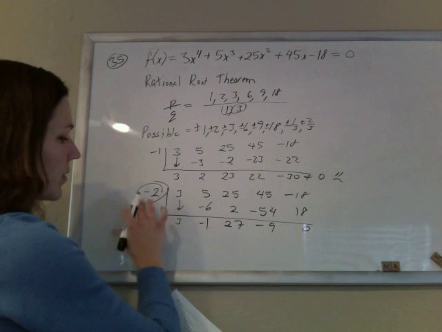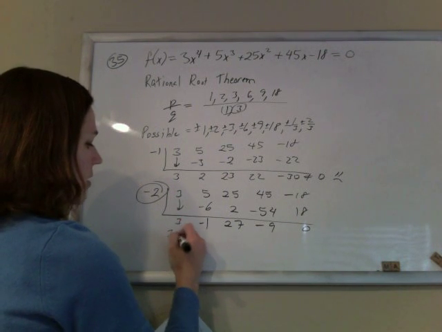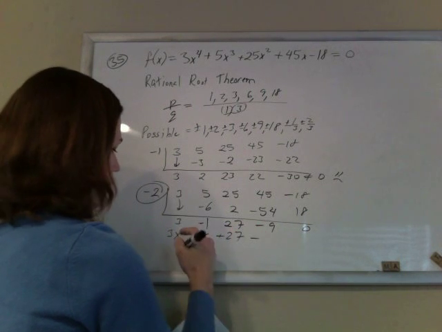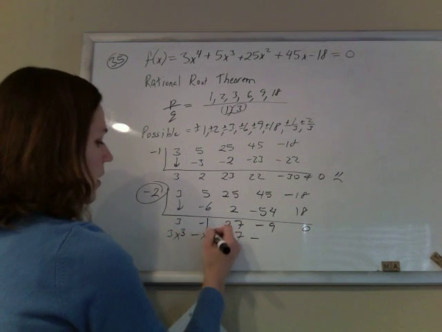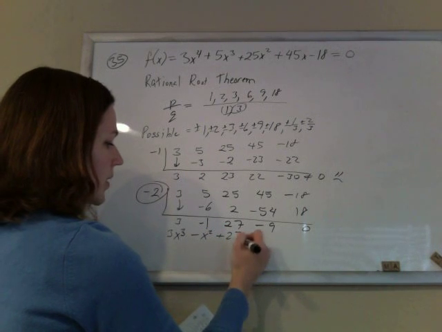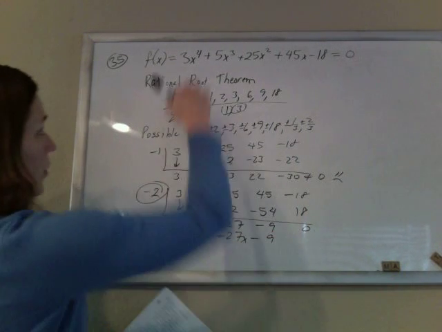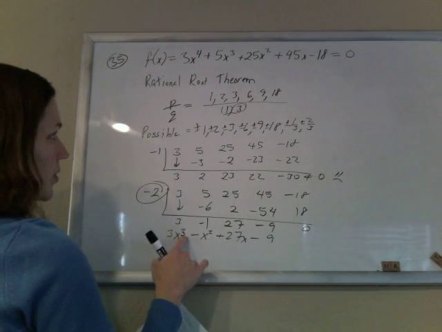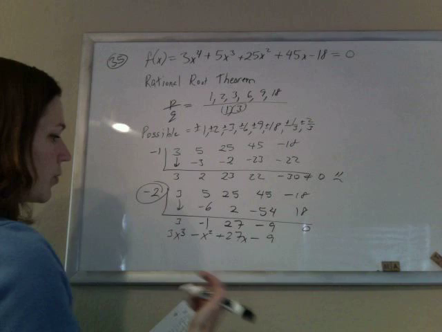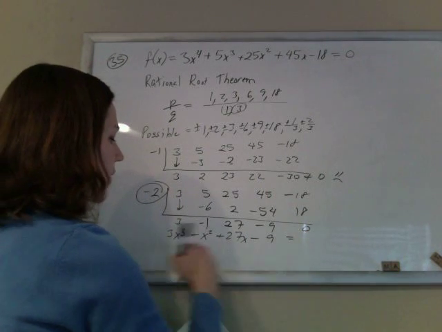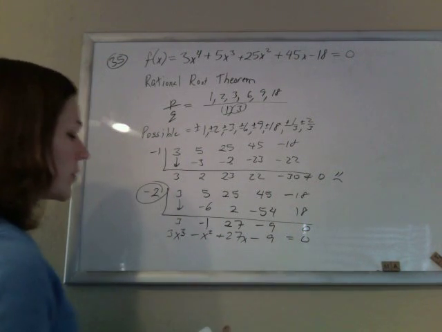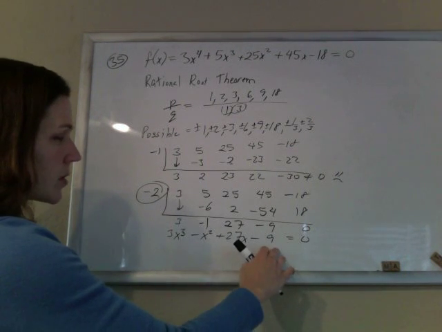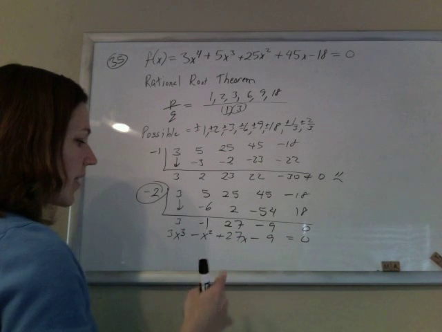And not only did we find one, we whittled this down to 3x cubed minus x squared plus 27x minus 9. Notice if this was a 4th degree, then this will be a 3rd degree. You just divided out one of the x's, so whittle the power down by 1. And if I want to know where this equals 0, it's like a fresh new problem.